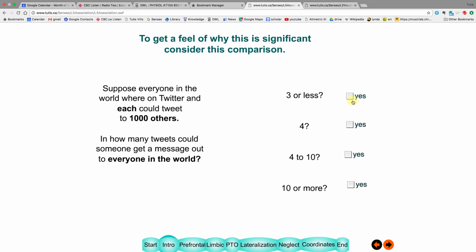We'll do hand raising this time. Who's 3 or less? Who's 4? Who's 4 to 10? You can't be neutral here. 10 or more. Some people are neutral. So what's the answer?